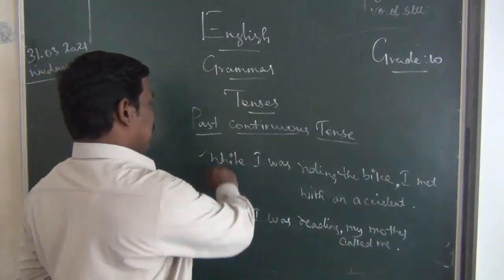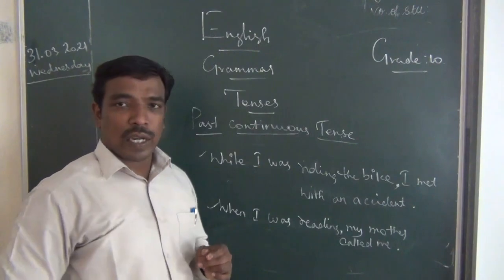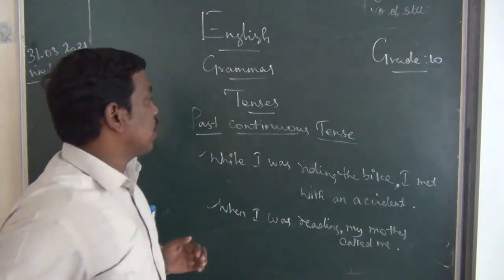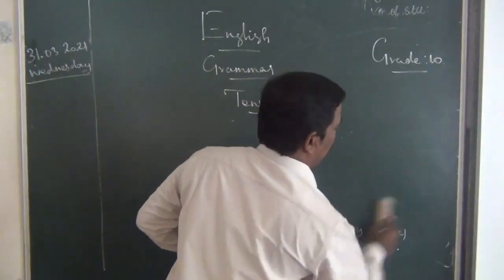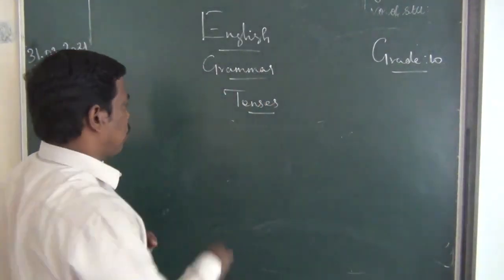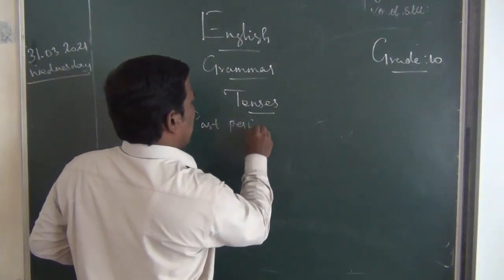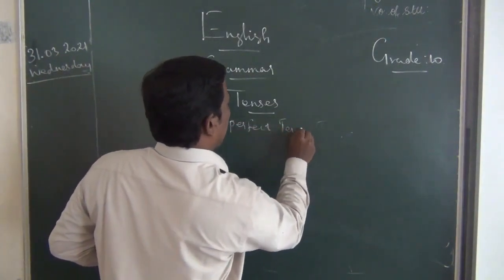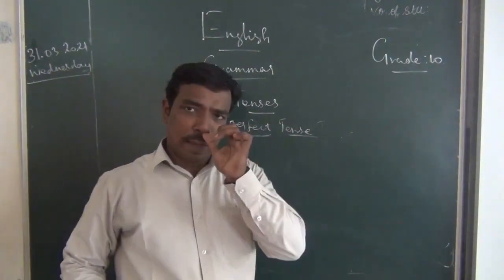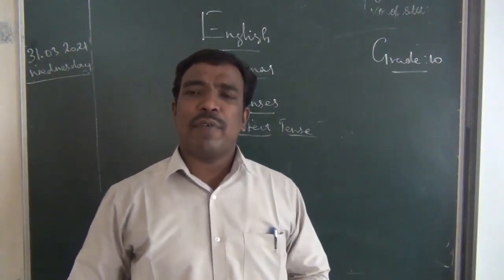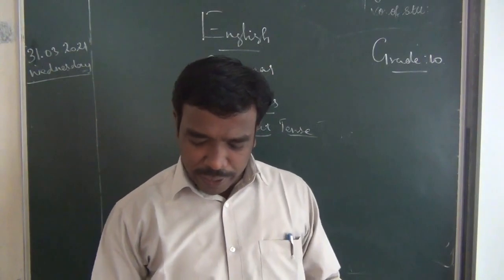This type of usage is very important for past continuous tense. Have you understood? Okay, the next one is past perfect tense. The next rule is past perfect tense. Here also one or two exam rules only, very important. Past perfect tense structure you all know very well: subject plus had plus B3 form of verb plus object.